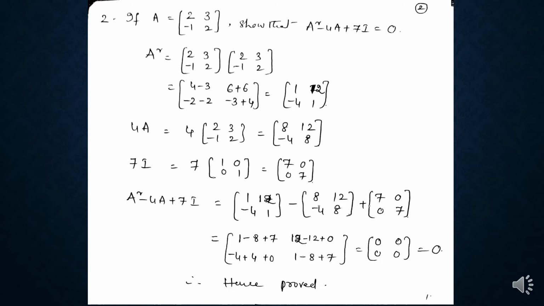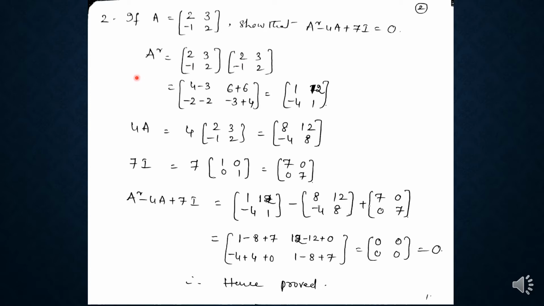If A is equal to [[2, 3], [-1, 2]], show that A square minus 4A plus 7I is equal to the null matrix O. To show this, at first we have to find each term value: A square value, 4A value and 7I value. After getting all these values, we have to substitute in this equation.